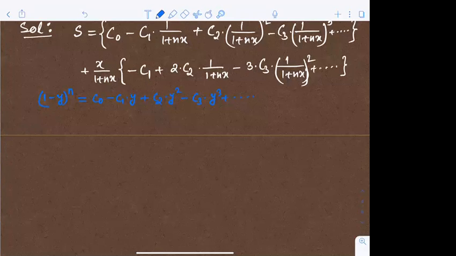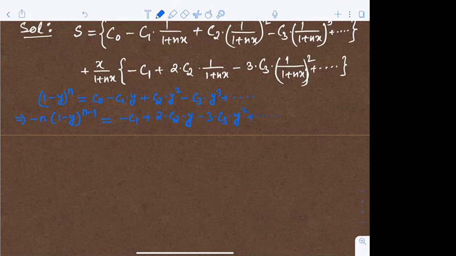For the second one, if I differentiate it both sides, I will get minus n into (1 minus y) whole power n minus 1. Why minus n? After differentiation, why should I get minus n? Because there is a minus y inside. I am differentiating with respect to y. So the first term C0 derivative is 0, second term is minus C1, third term is plus 2 into C2 into y, then minus 3 into C3 into y squared, and so on.